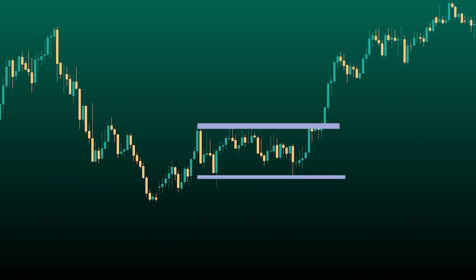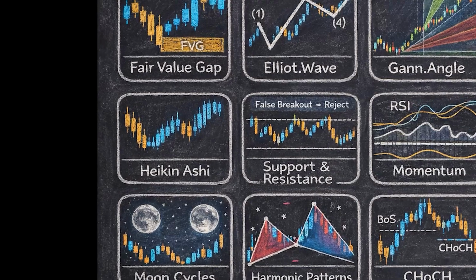How to trade it? Traders wait for a strong move outside the range, showing clear momentum. Some enter immediately on the breakout, while others wait for a pullback to the breakout area for confirmation. The key is to follow the momentum, not fight it. Breakout trading helps you catch the market when it's moving fast.